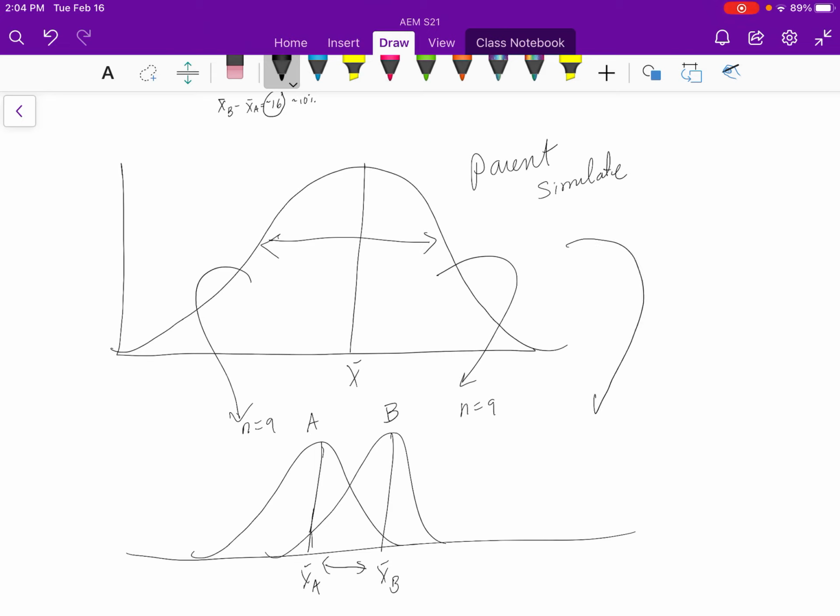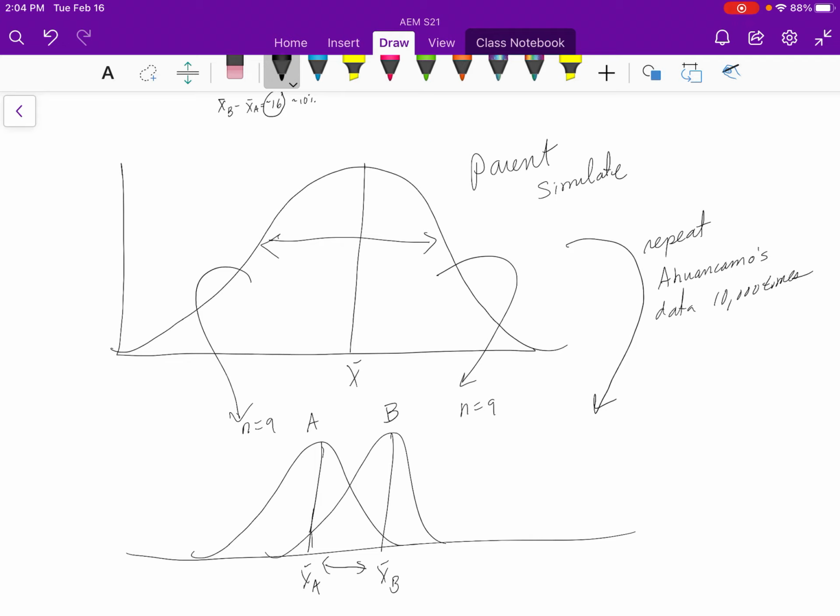We're going to take out a bunch. We're going to repeat Awankamo's experiment. We're going to repeat his data 10,000 times.